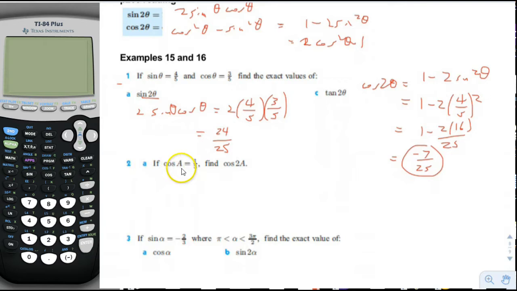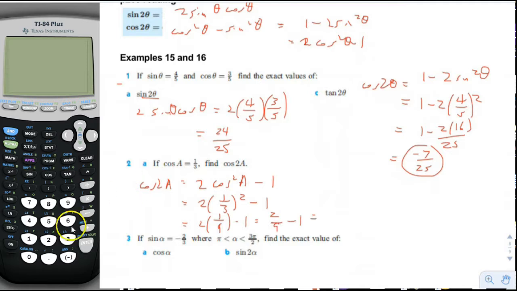2a. If cosine of a is 1/3, then find cosine of 2a. So we could say that cosine of 2a is equal to 2 cosine squared of a minus 1. So that would be 2 times 1/3 squared minus 1. So that would be 2 times 1/9 minus 1. So 2/9 minus 1, which is equal to negative 7/9.